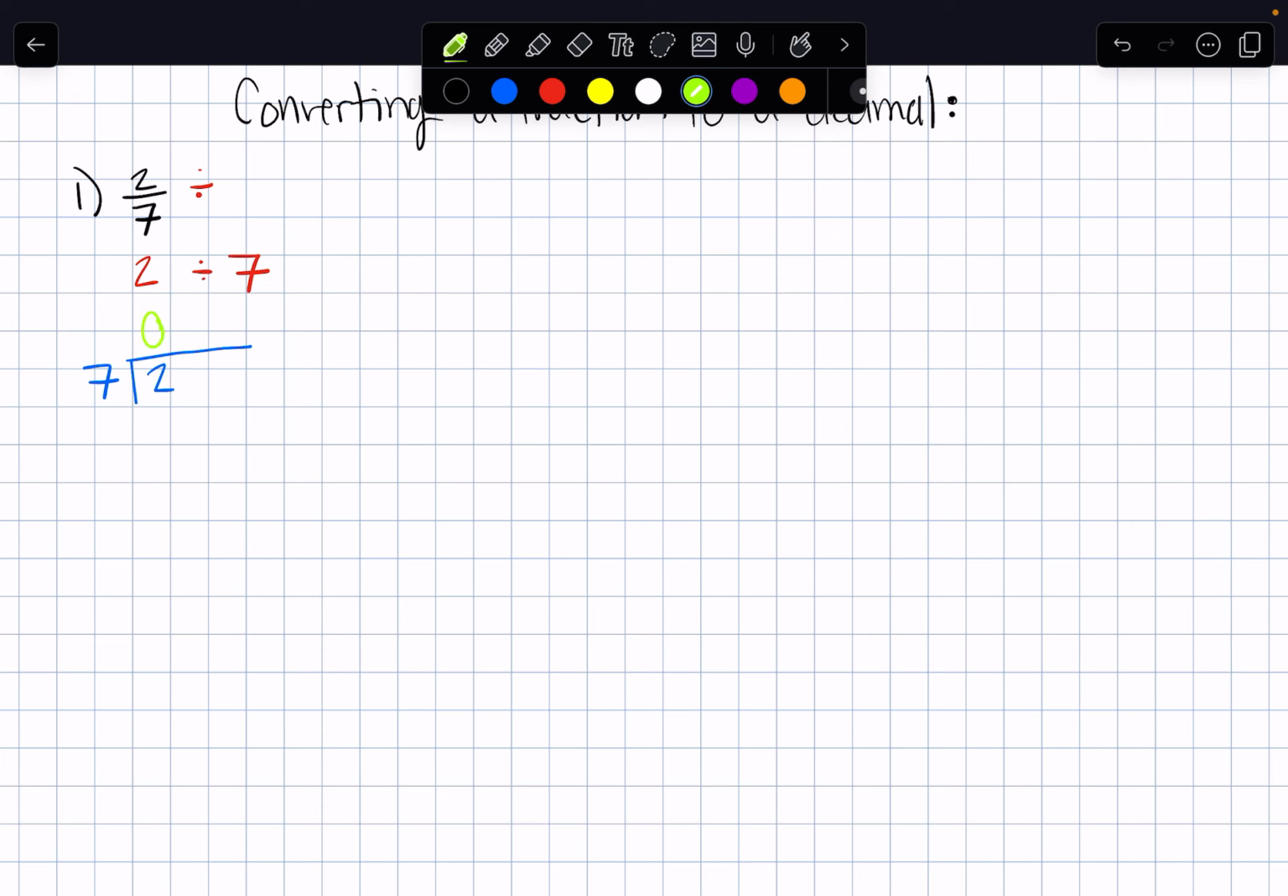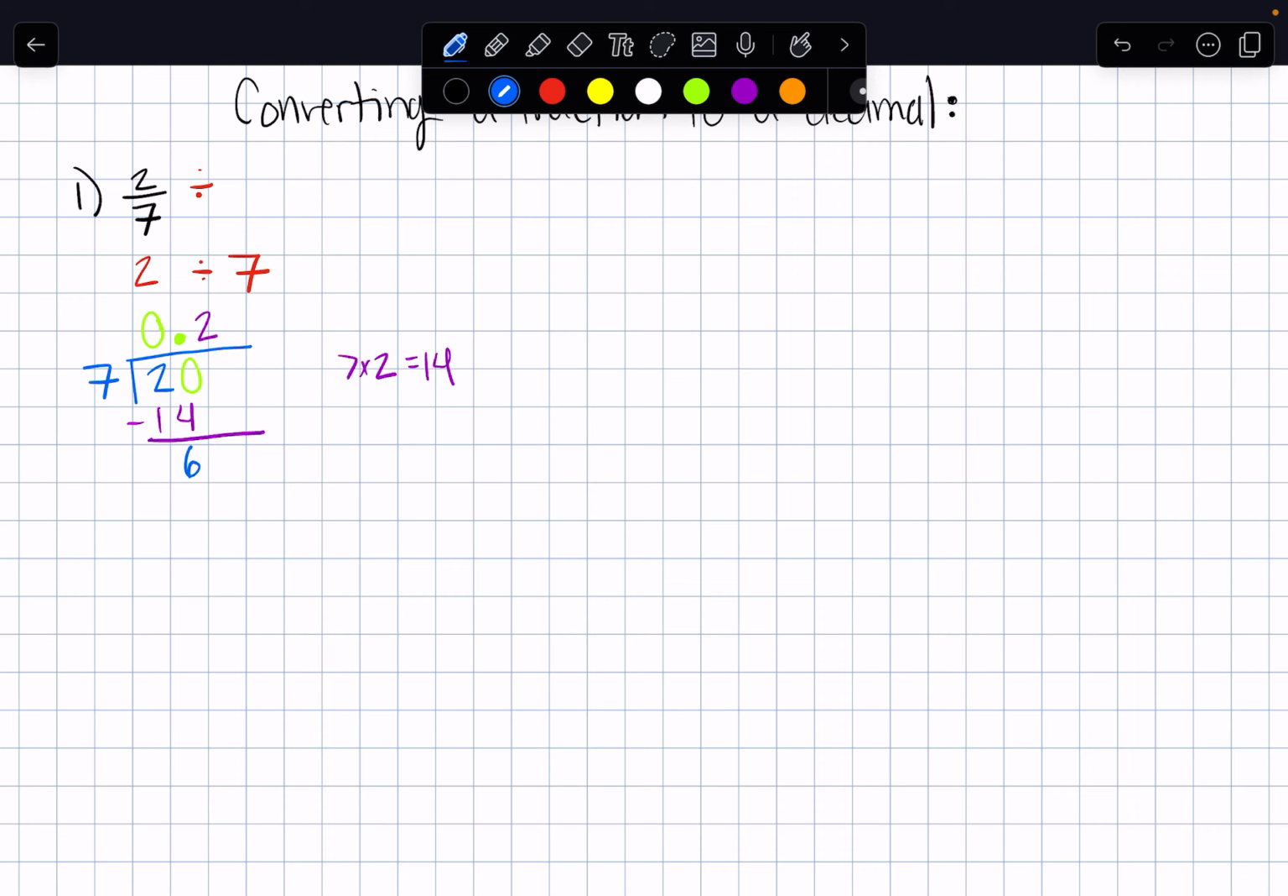As soon as you have something going into itself 0 times, you get to put a decimal point here, and you're going to be able to add zeros underneath the long division symbol. So now we're asking ourselves really, how many times does 7 go into 20? And 7 goes into 20 twice. So we're going to put our 2 up here. Well, 7 times 2 is 14. So we're going to end up taking 14 away from 20. So let's see, 20 minus 14 is 6.